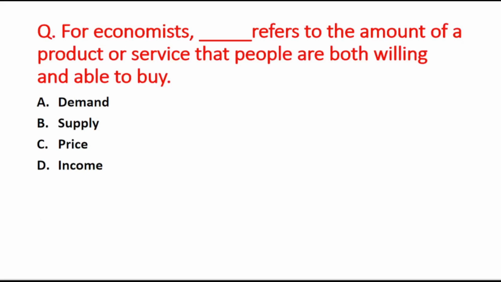Next is, for economists, blank refers to the amount of a product or service that people are both willing and able to buy. A option is demand, B option is supply, C option is price, and D option is income. Right answer is option A, that is demand.